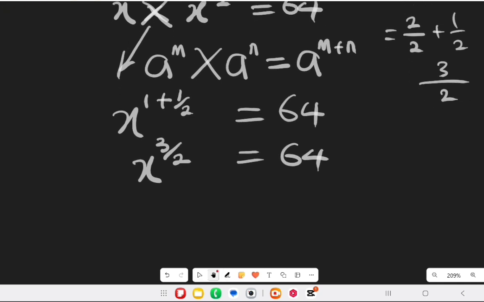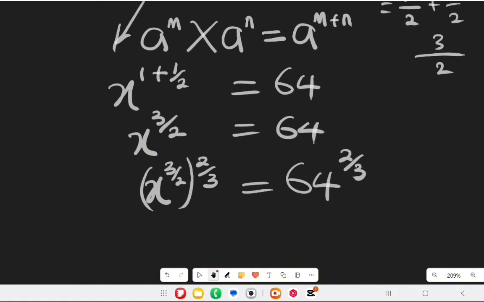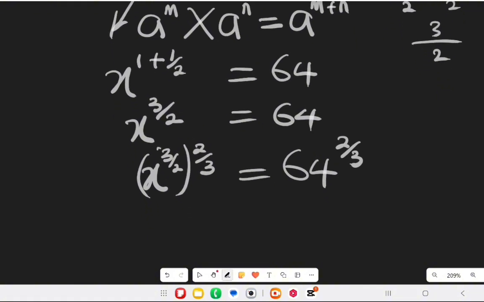Then how can we make x stand on its own? What we do, we multiply both sides by the inverse of the power, which is x raised to the power of 3 over 2 all raised to the power of 2 over 3 equals 64 raised to the power of 2 all over 3. 3 we cancel 3, 2 we cancel 2, left with x equals 64 raised to the power of 2 all over 3.